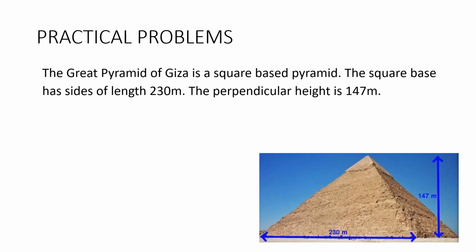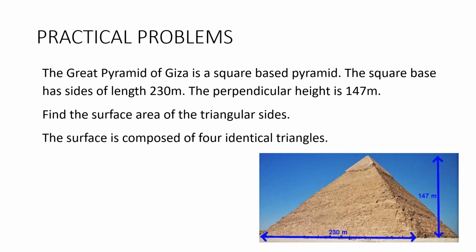So here's a practical problem. The Great Pyramid of Giza is a square-based pyramid. The square base has sides of length 230 meters. The perpendicular height is 147 meters. Find the surface area of the triangular sides.